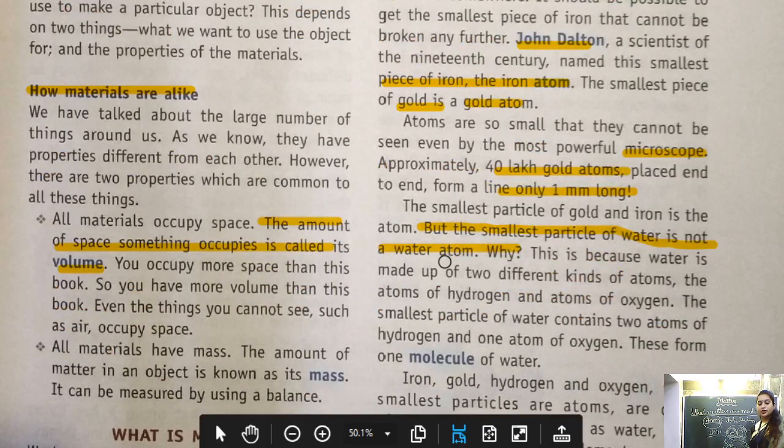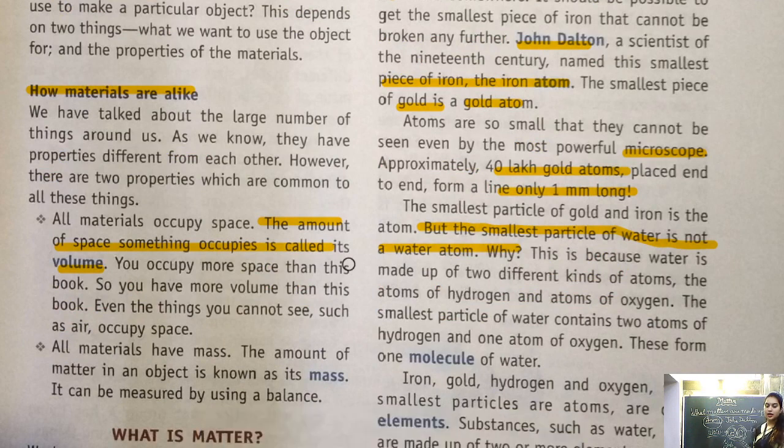Alright. So the smallest particle of gold and iron is the atom. But the smallest particle of water is not a water atom. Why? This is because water is made up of two different kinds of atoms, the atoms of hydrogen and atoms of oxygen. I have told you that water is represented as H2O. H stands for hydrogen and O stands for oxygen. So water is made up of hydrogen and oxygen.